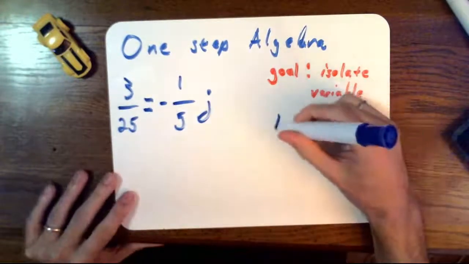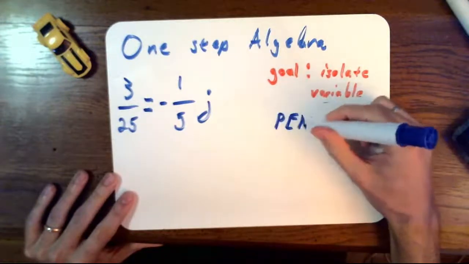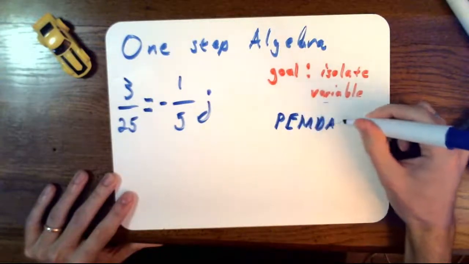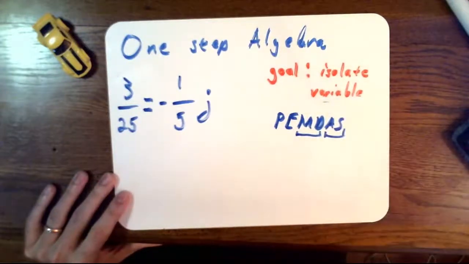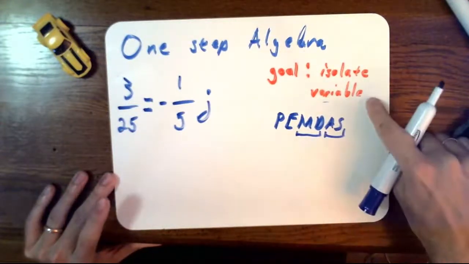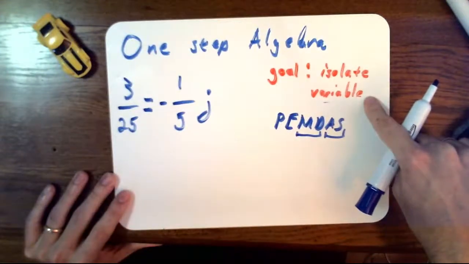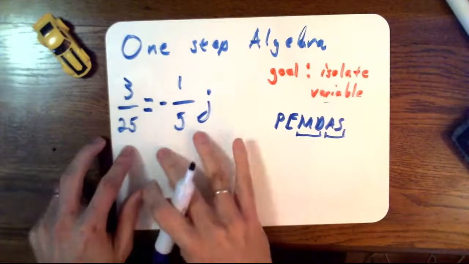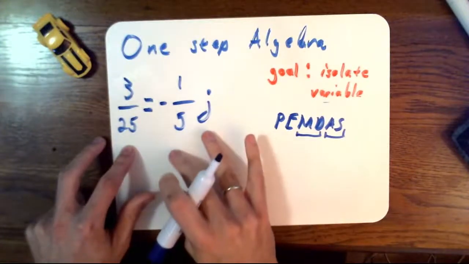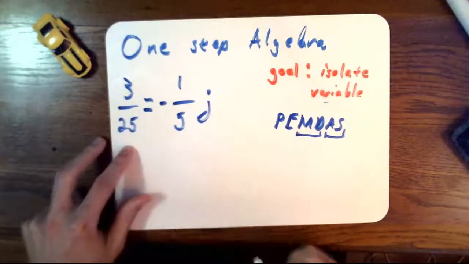And this goes back, I accidentally erased it, but PEMDAS. Those go together, those go together. So what's the goal? The goal is always to isolate the variable. What does that mean? It means you can think of it like a left room and a right room. We want to get the variable in a room by itself.